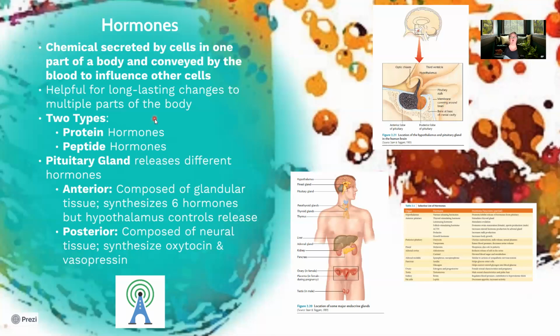We have two types of hormones, protein hormones and peptide hormones. And a big key player when it comes to hormones is our pituitary gland, which you may remember is part of the brain. We've got the anterior pituitary and the posterior pituitary. The anterior is composed of glandular tissue, and it synthesizes 6 hormones, but the hypothalamus still controls when those hormones are going to be released or not. And the posterior is composed of neural tissue, and it synthesizes oxytocin and vasopressin hormone.